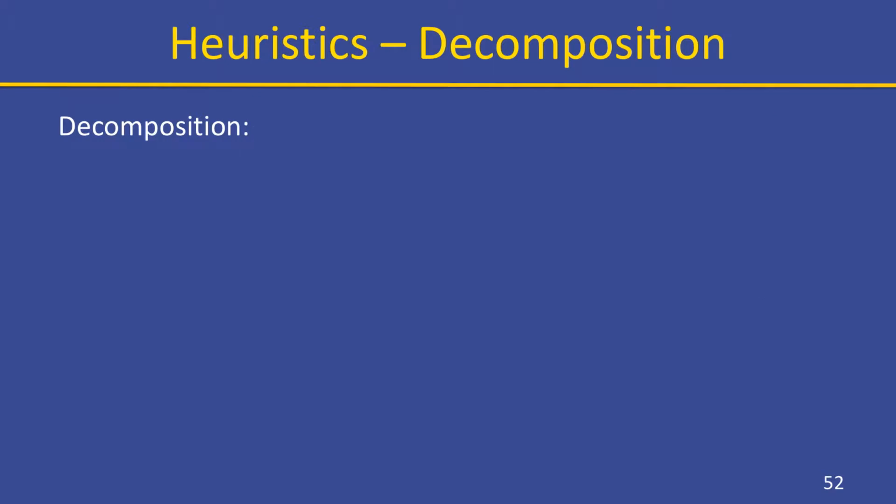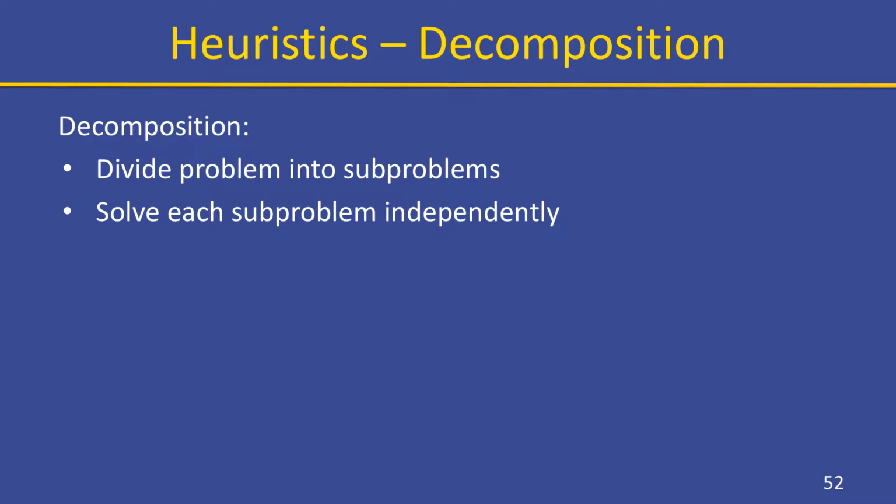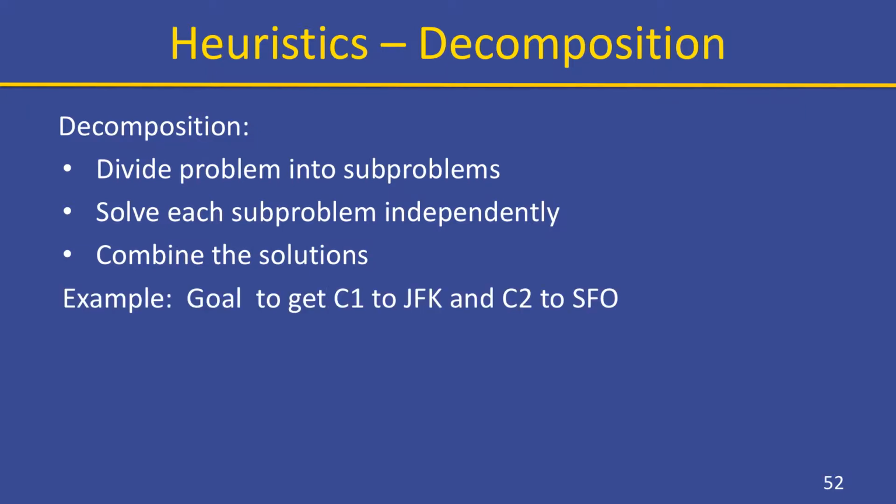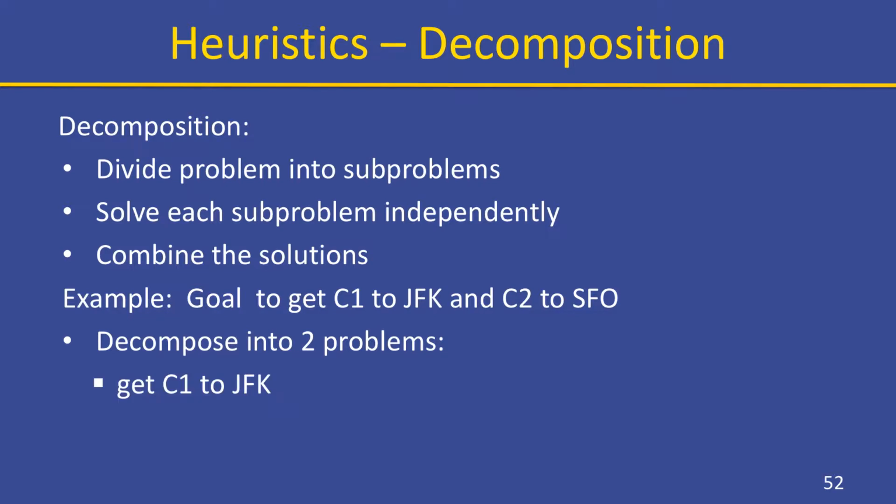And finally, we can use decomposition. We divide the problem into subproblems. So we solve each subproblem independently, and then we combine the solutions. So let's say that our goal is to get C1 to JFK and C2 to SFO. We decompose the problem into two problems, get C1 to JFK, and then get C2 to SFO.